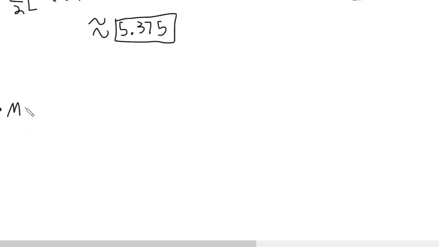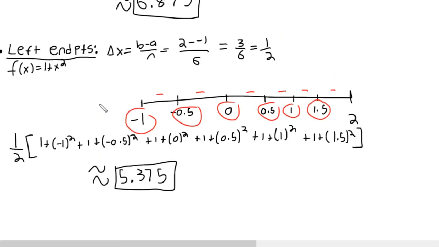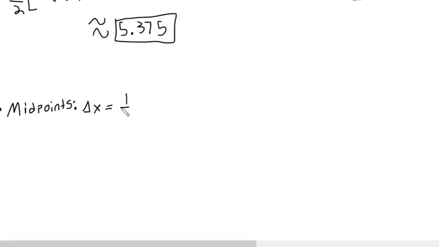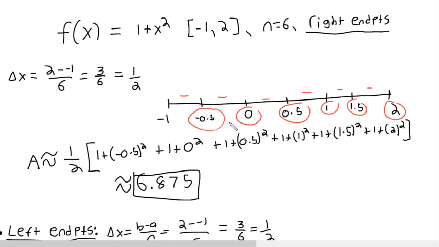So now let's change this up a little bit and use midpoints. So again, my delta x is going to stay exactly the same. So my delta x is 1/2, just as before. And we're still running from negative 1 to 2. And n is still 6. We're still using 6 rectangles.